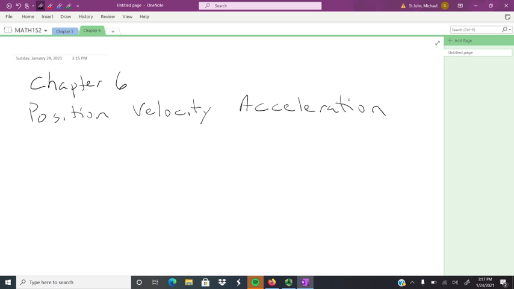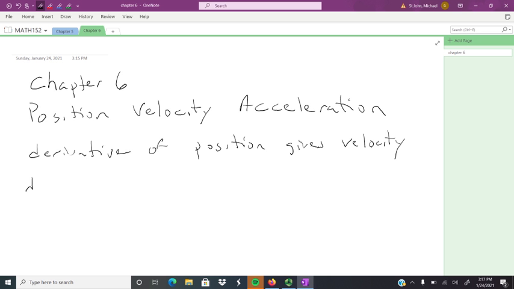And so we have, if you have your position function, the derivative of position gives velocity, and then the derivative of velocity gives acceleration.